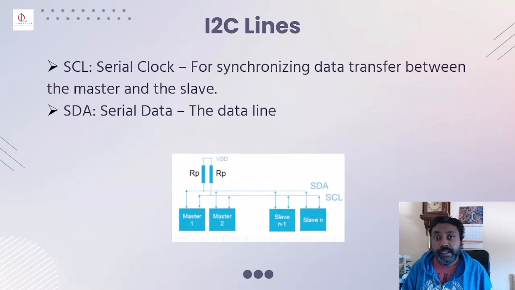I2C requires only two lines. You need only two lines to communicate your data. Those two lines are the serial clock and the serial data. The serial clock is used for synchronizing the data transfers between the master and the slaves. In I2C, the main advantage is that you can have multiple masters and multiple slaves, but the distance coverage is a bit shorter compared to SPI. And the serial data is the data line, where you send data from master to slave. This is how the communication is done on these two lines.